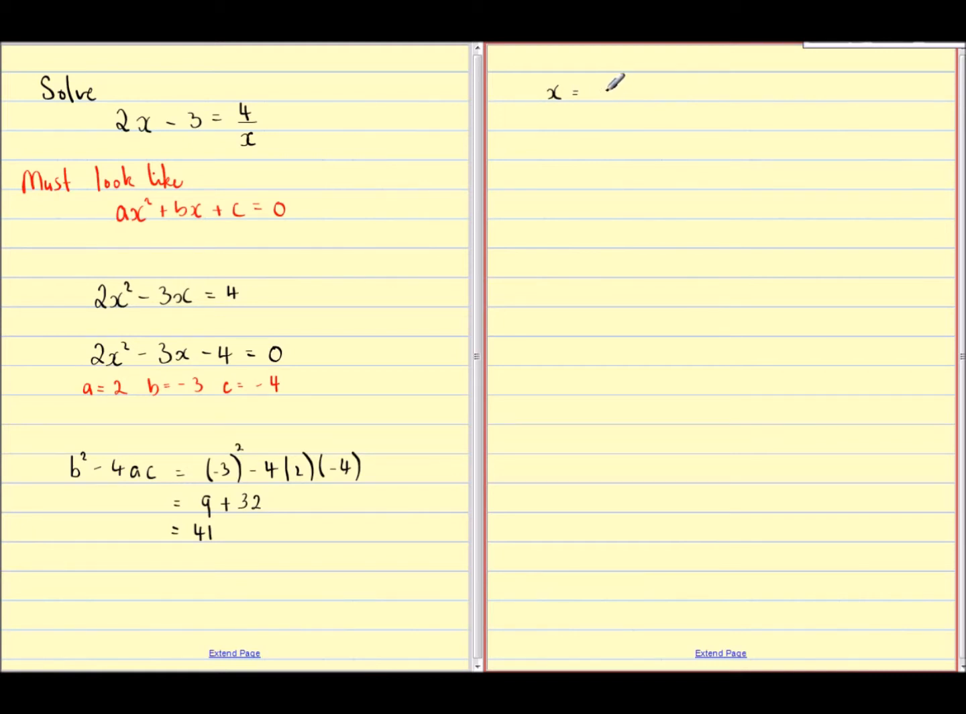So the quadratic formula: x equals minus b plus or minus the root of b squared minus 4ac, all over 2a. If we fill in what we know, minus b, so that's minus minus 3, plus or minus the square root, and we've already worked out 41, all over 2 lots of a, so that's 2 times 2. If we simplify this, we've got 3 plus or minus root 41, all over 4.